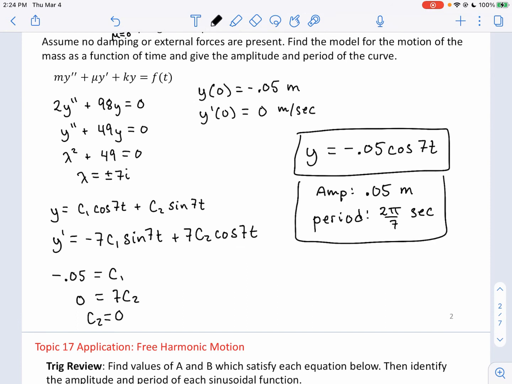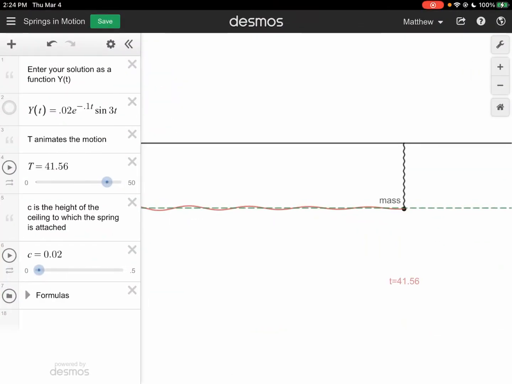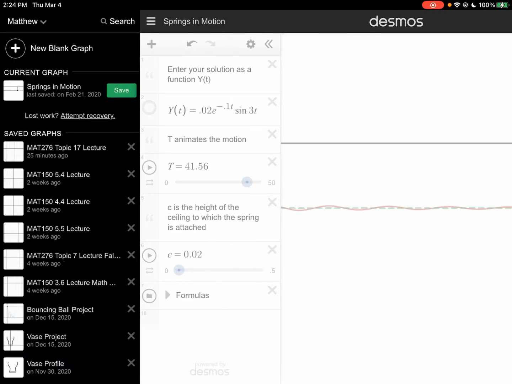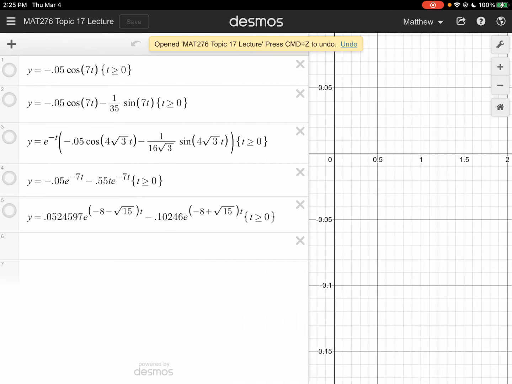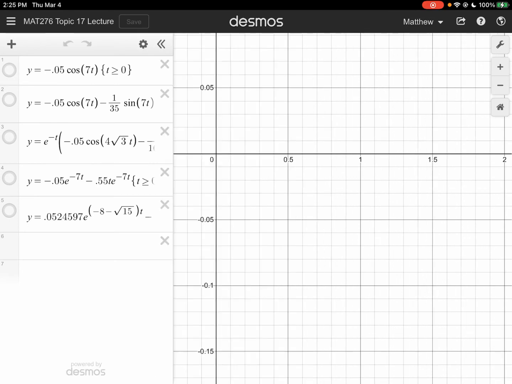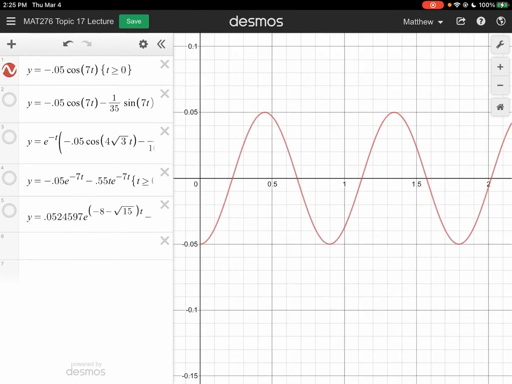I've gone ahead already and typed some of these functions into Desmos here, but let me open that file. Okay, and there are several functions here that I've already graphed. These are all going to be relevant to today's lecture, and the top one is the one I'm going to reveal first. So y equals negative 0.05 cosine 7t, and I'm only going to graph it for t being positive. And here is a model of our harmonic motion.